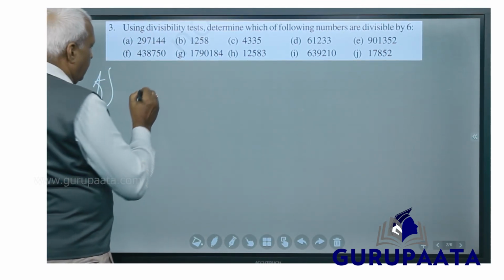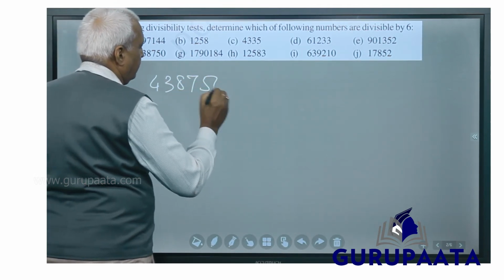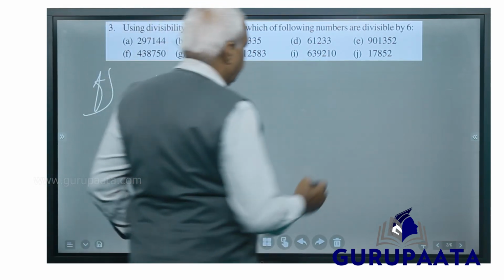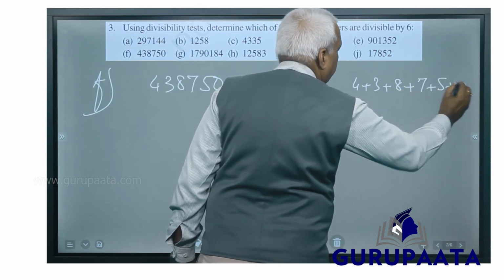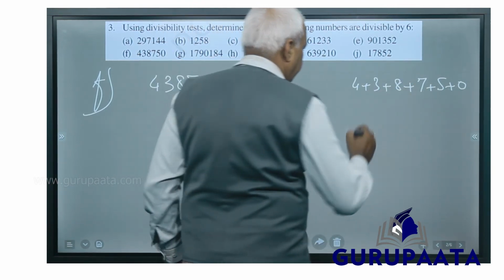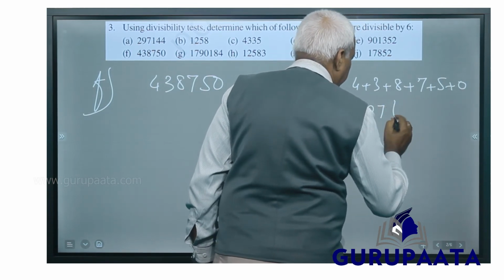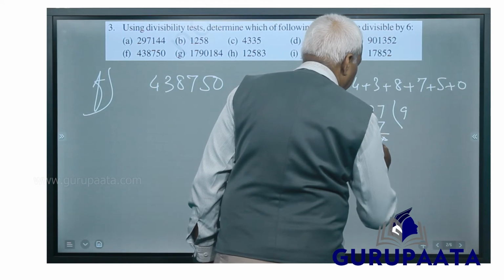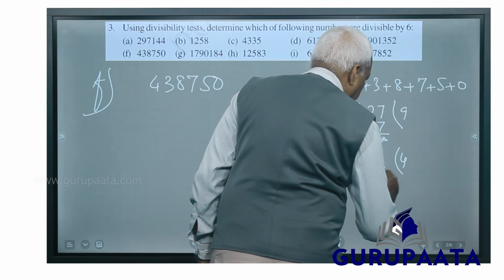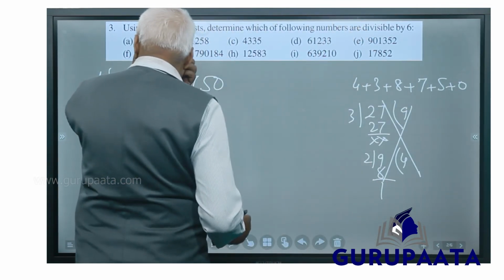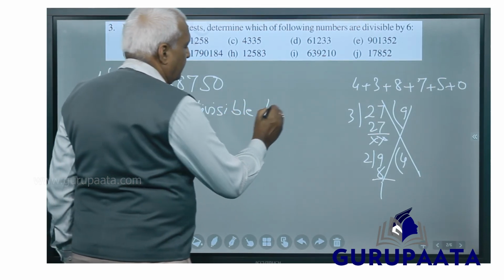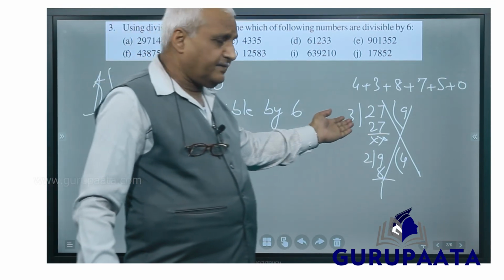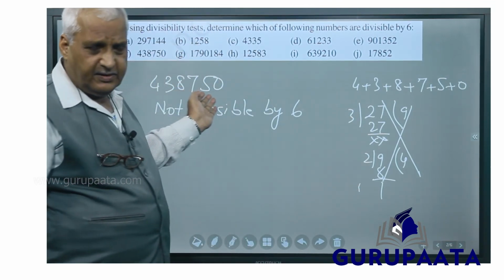We will take F now. 438750. To find out the divisibility by 6, we have to add 4 plus 3 plus 8 plus 7 plus 5 plus 0, that is 27. We will divide by 3, it is 9. 9 divided by 2, so this is also not divisible by 6. Why? Because we can divide by 3, but we can't divide by 2. So, this cannot be divided by 6.